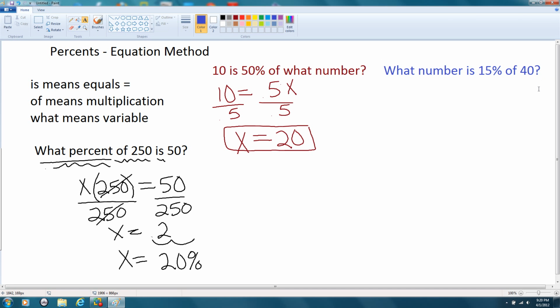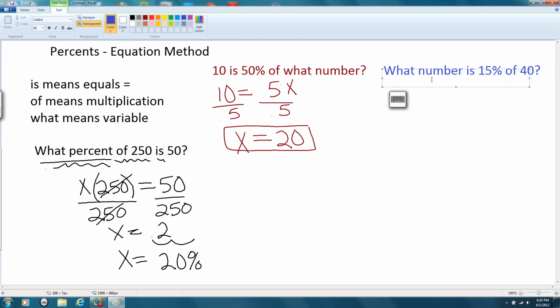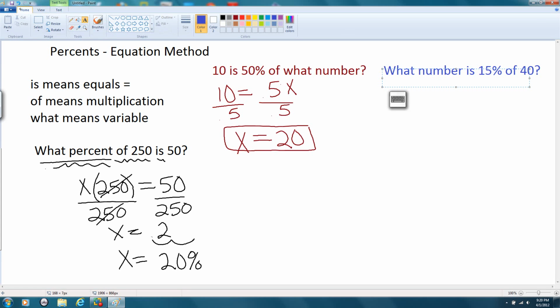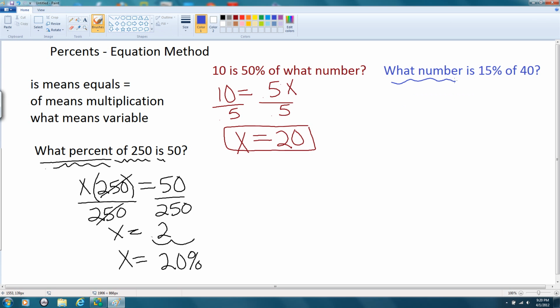So I'm going to go here. What number? Well, what number obviously must mean a variable. So that's a variable. So I'll just call it x as our favorite variable. Is means equals. 15% is equal to 0.15. Of means multiplication. 40 means 40. So, by the way, when you see 15% or some percent of a number, it just means change it to a decimal and multiply it by that number.